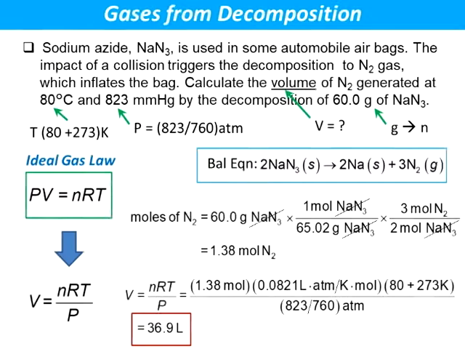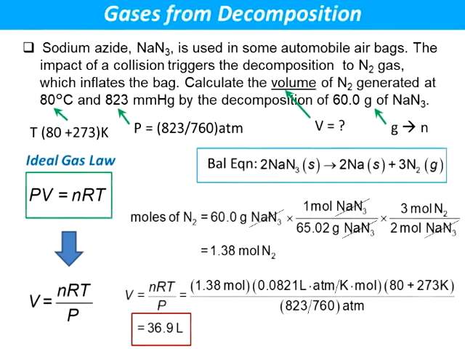We find the moles of nitrogen by carrying out a standard conversion or unit analysis or dimensional analysis, in which we start with a given of 60.0 grams of sodium azide, and it's converted to moles of sodium azide by using the molar mass of sodium azide, which is 65.02 grams per 1 mole. We then convert the moles of sodium azide to moles of nitrogen by using the conversion factor of 2 moles of sodium azide to 3 moles of nitrogen, which we get from the balanced equation. And this gives us 1.38 moles of nitrogen.